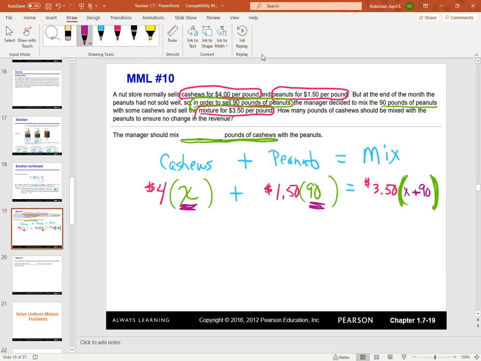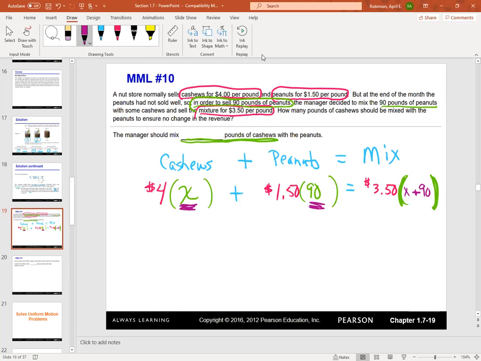It's $4 for every pound of cashews. I don't know what my cashews is. That's what I'm looking for. So I just called it X pounds. It's $1.50 for every pound of peanuts. I do know how many peanuts I have, 90 pounds. And then the mixture is $3.50 per pound. Well, my total mixture is going to be however many pounds of cashews I have plus the 90 pounds of peanuts. And all I got to do is solve this mess for X.